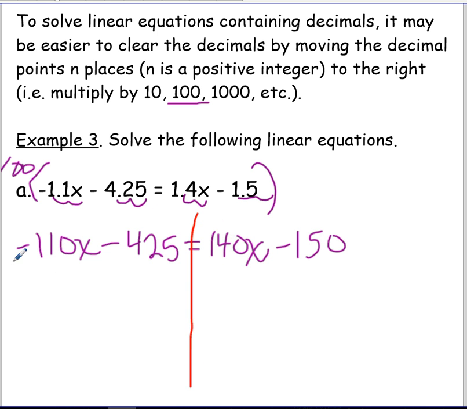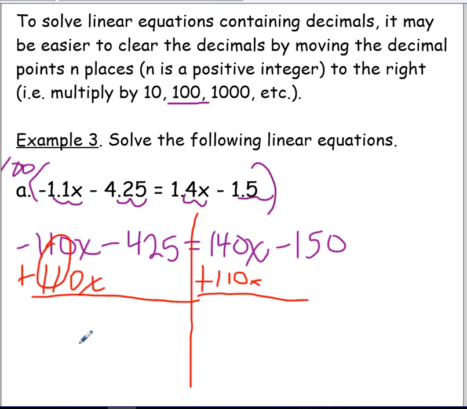We have a negative 110x. I'm going to add that because I get rid of my negatives whenever possible. So I have to add 110x to the side. So 0 out. I'm just going to do them in 2 steps. Negative 425 is equal to 250x. There. And we can't forget to bring down our minus 150.